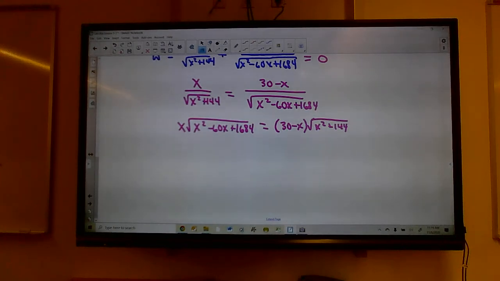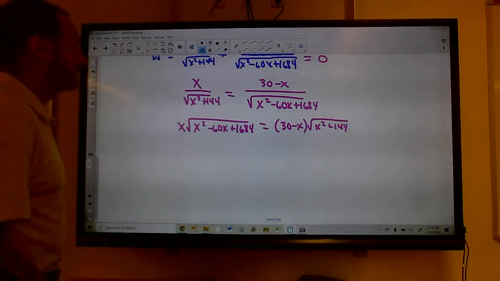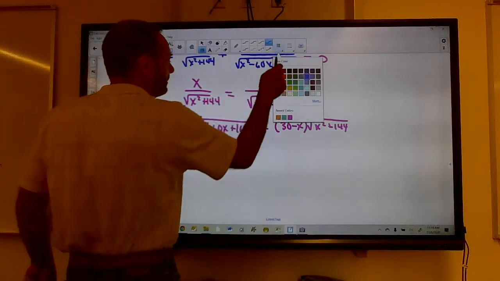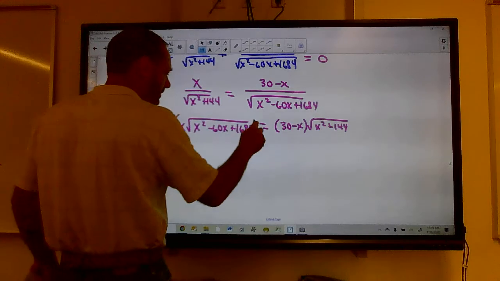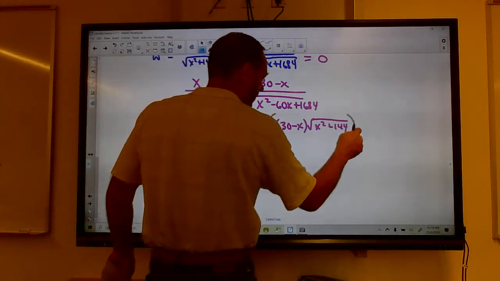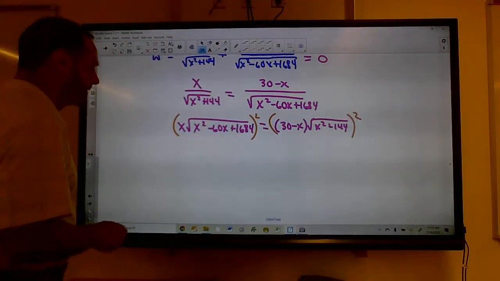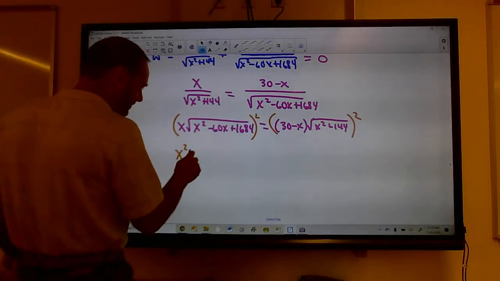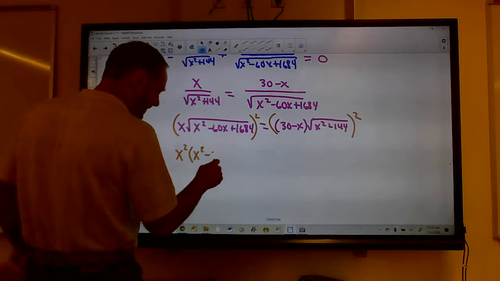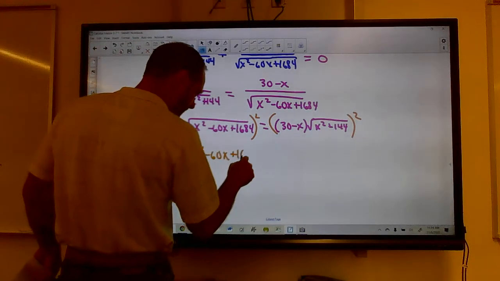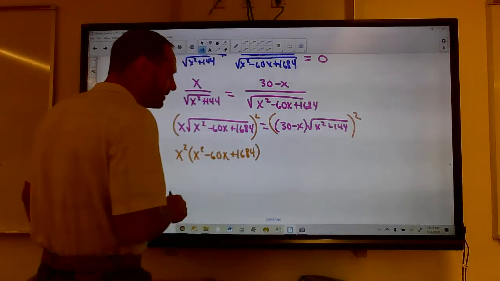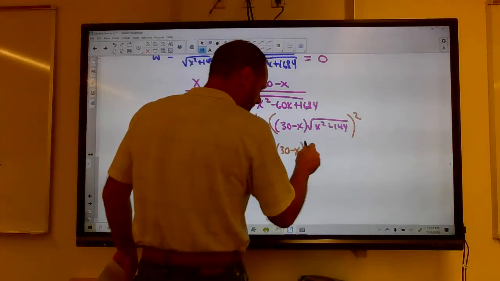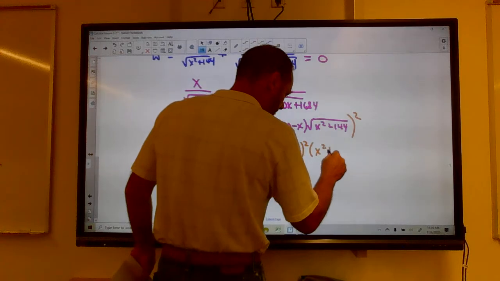Now I've got to solve for x, which is not going to be easy here, but I think it's going to be simpler if we square both sides of this equation to get rid of all the square roots. So this is going to be x squared times x squared minus 60x plus 1684. And this side is going to be 30 minus x squared times x squared plus 144.